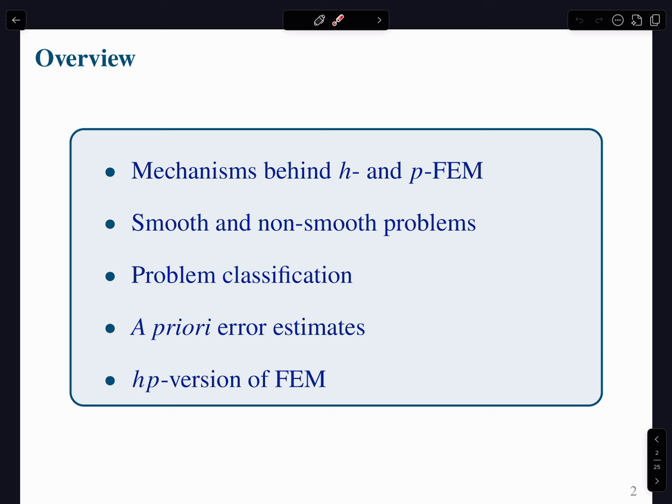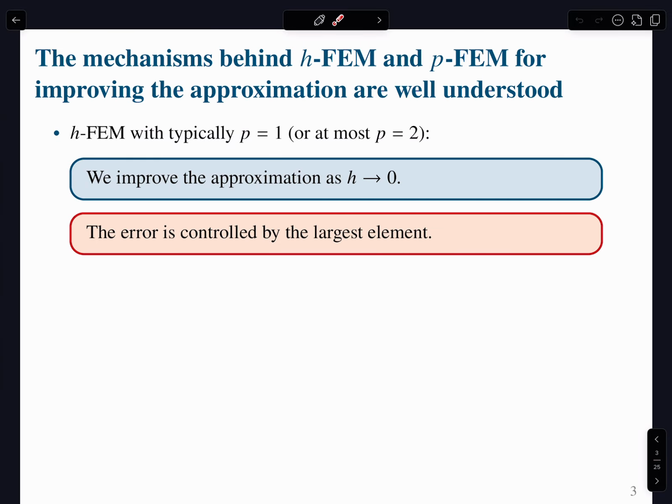And then we get into the problem classification. And then we're going to classify problems into three categories. Finally, we get into the theory, how h-FEM and p-FEM can actually converge. What is the error, how the error is reduced as we increase the approximation accuracy. And then at the end, we're going to look at the h-p version of FEM.